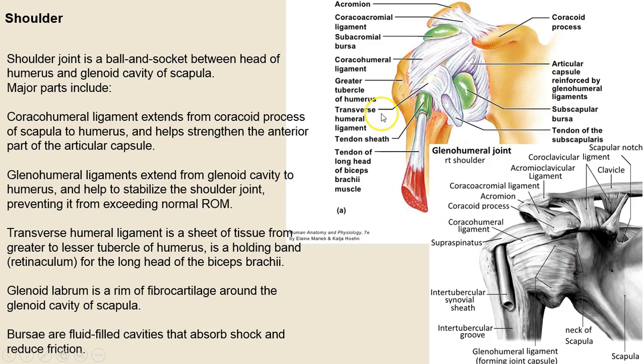Transverse humeral. It's just like a little band-aid coming across the upper diagram. It's going to pin that tendon sheath, and the sheath allows the tendon of the biceps brachii to slide back and forth. Glenoid labrum is going to be underneath, and it's just around the rim. It's like a gasket around the glenoid fossa there. Bursa, you can see these green structures, are for absorbing shock, and they reduce friction as well.